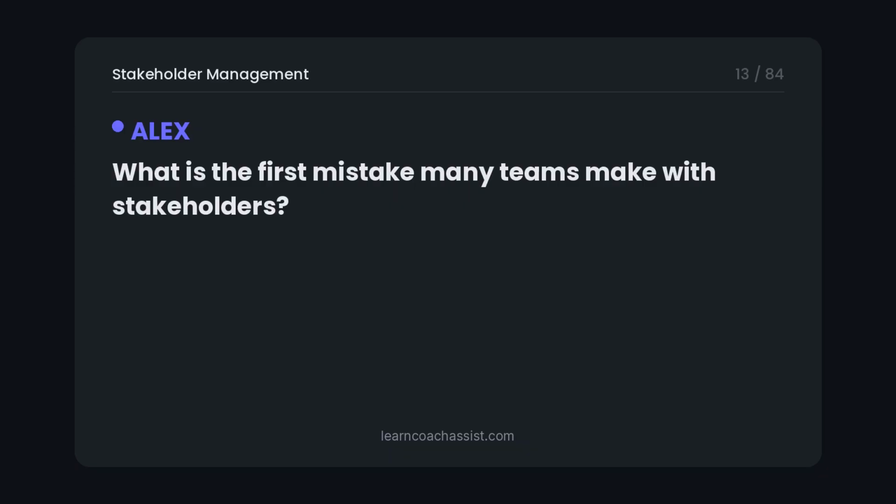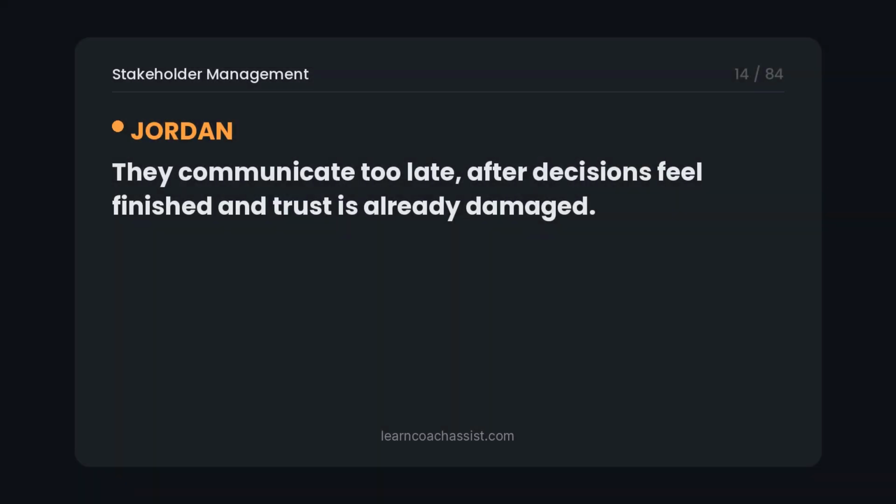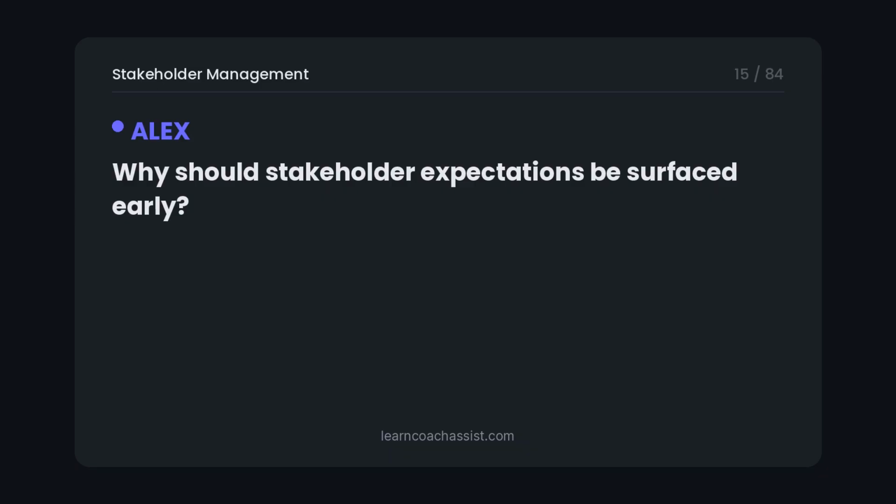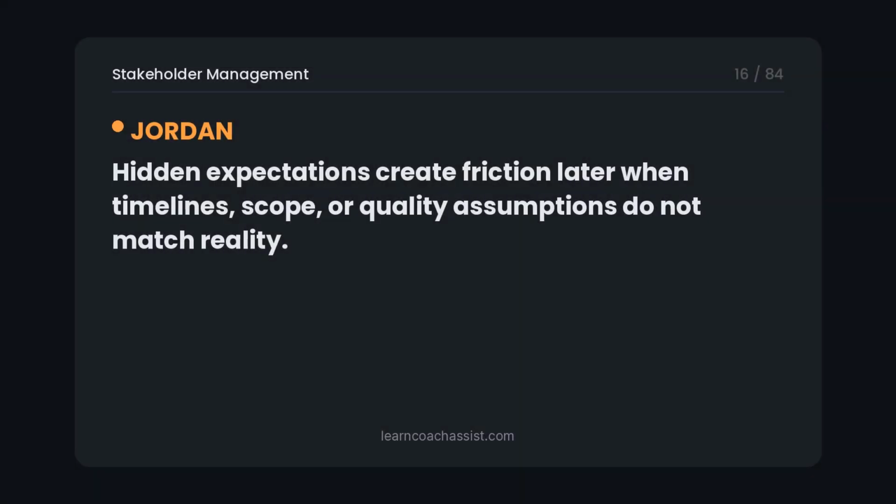What is the first mistake many teams make with stakeholders? They communicate too late, after decisions feel finished and trust is already damaged. Why should stakeholder expectations be surfaced early? Hidden expectations create friction later when timelines, scope, or quality assumptions do not match reality.